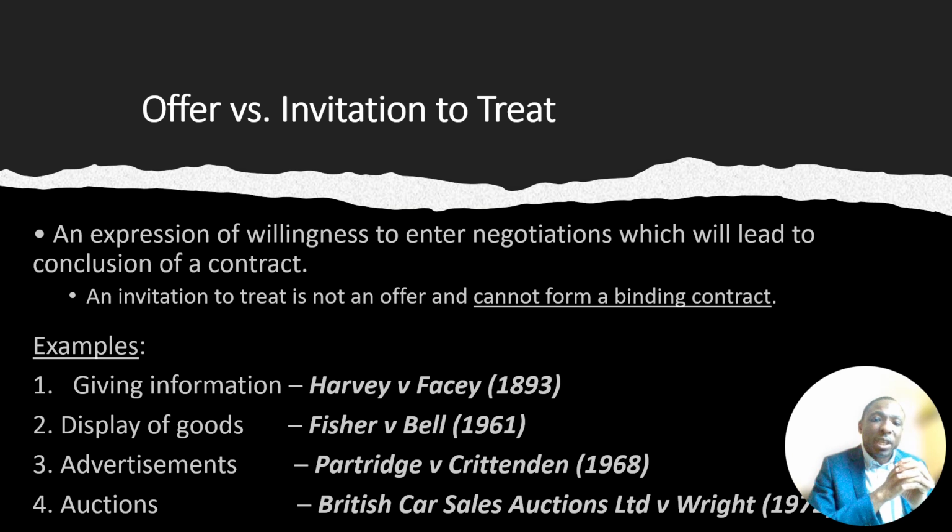Next, we move to display of goods. When we go to shops, for example, Tesco, and we see products displayed, they're just merely invitations to treat. Now, when we take those products to the till for payment, we're now making an offer to the store. It is when the till attendant accepts our money that there is a valid acceptance. So it is in that situation that there is a valid offer and acceptance. And we can see that in the case of Fisher versus Bell.